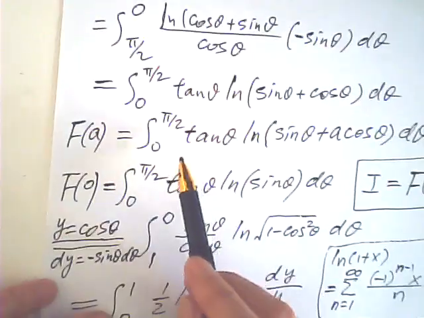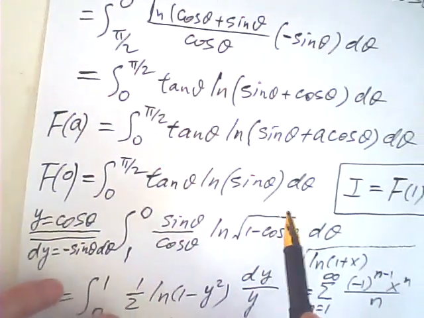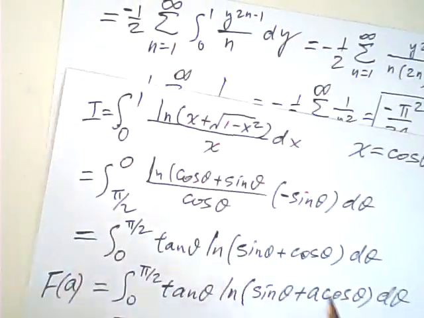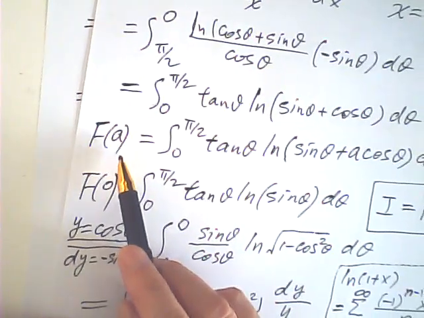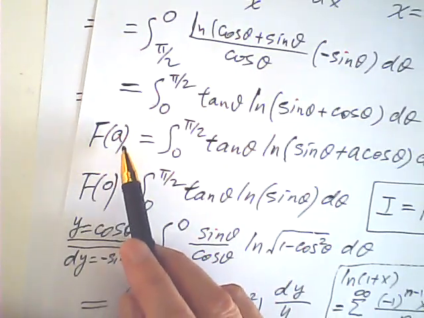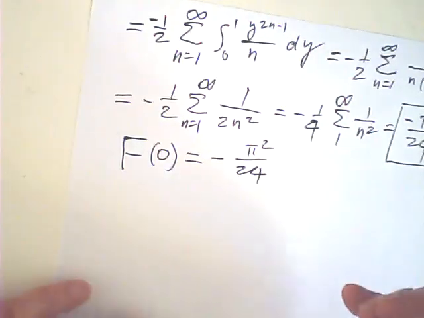This is f of a. This is f of a 0. My I is equal to f of a 1. I need to find f prime of a before I find the f of a.